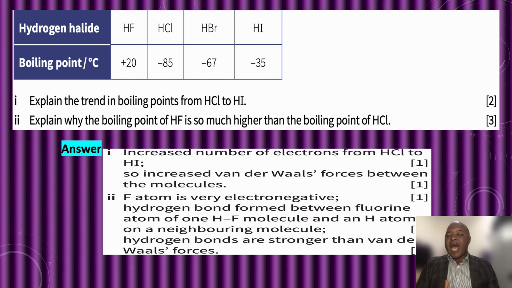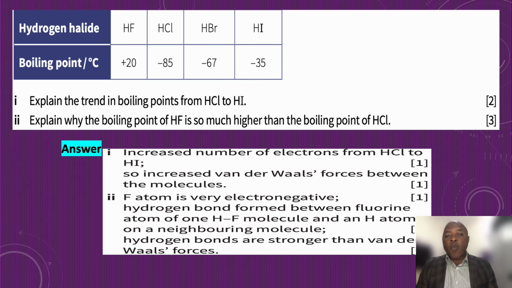Increase in the number of, as you move from hydrogen chloride to hydrogen bromide to hydrogen iodide, what happens? There is an increase in the molecular mass. And when there is an increase in the molecular mass, there is also an increase in the number of electrons. With an increase in the number of electrons, there is an increase in the van der Waals forces holding the molecules together. Finished. Increased number of electrons from hydrogen chloride to hydrogen iodide leads to increased van der Waals forces between the molecules. It's finished.